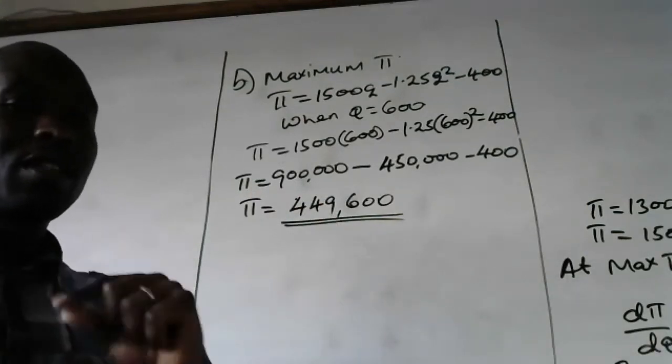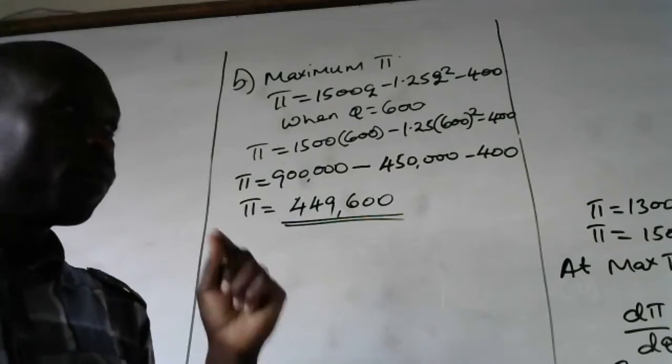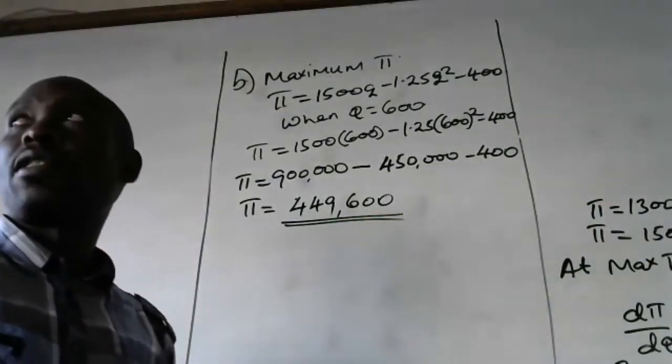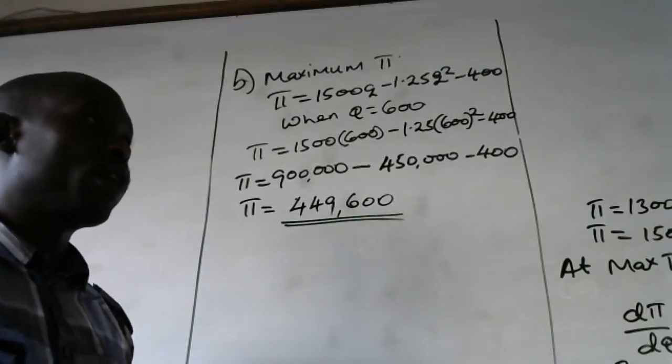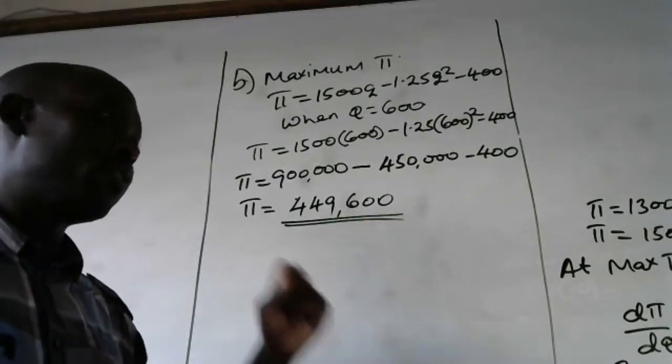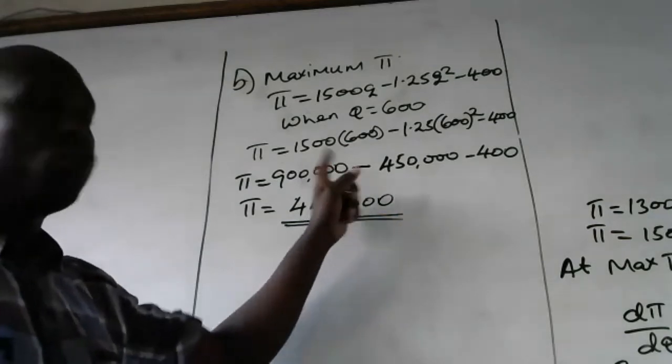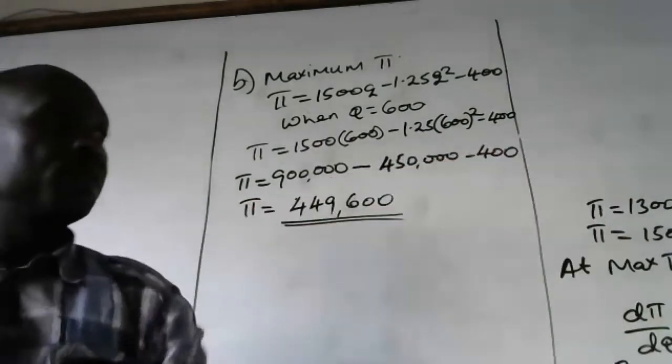But you cannot get the maximum profit before you get the units that maximize profit, because those are the units that are going to be substituted in the profit function.